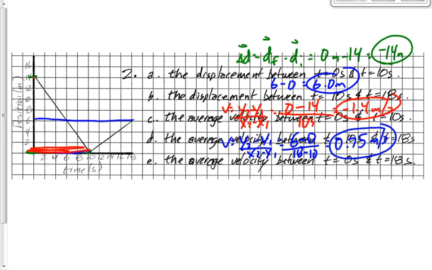It's sloping upwards, so it's going to be a positive value, right? The final value is bigger than the initial. And finally, the average value of the velocity between 0 and 18. This is going to go back to displacement over time again, like we had in the last question.